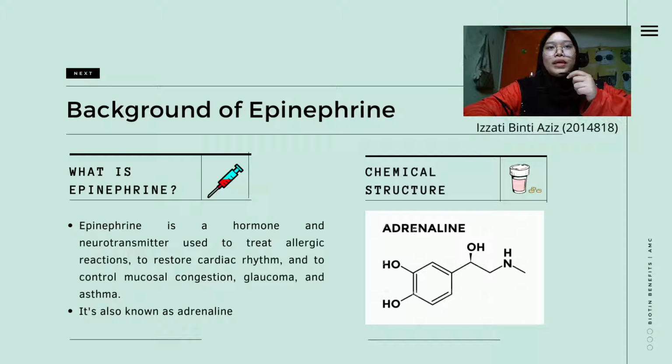First of all, what is epinephrine? Epinephrine is a hormone and neurotransmitter used to treat allergic reaction, to restore cardiac rhythm, and to control mucosal congestion, glaucoma, and asthma. It's also known as adrenaline. So here is shown the chemical structure of epinephrine, which is also known as adrenaline.